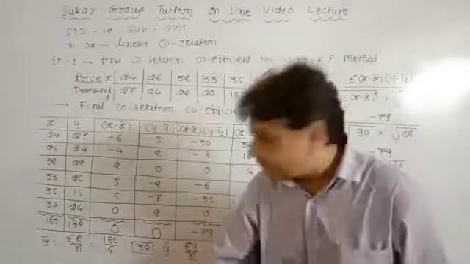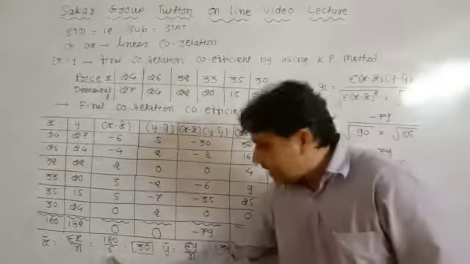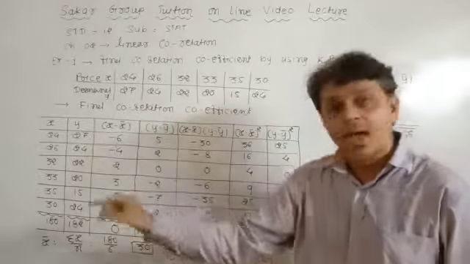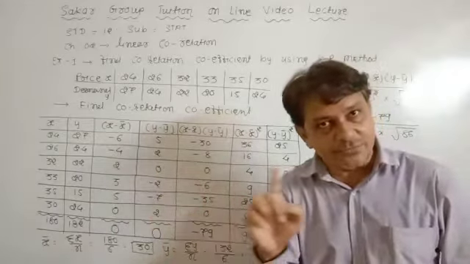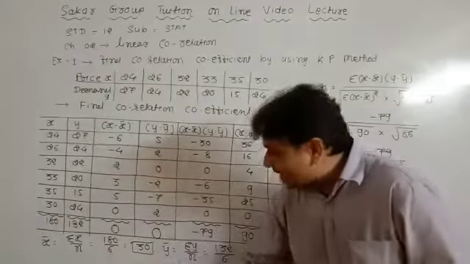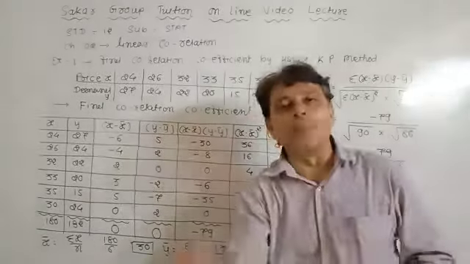You have to see here: X bar equals sigma X upon N. So 180 divided by N. N is the number of observations. You have to look here, 6 different observations are given. So we take N equal to 6. So easy: 180 divided by 6, 30 is the answer. That becomes our X bar.